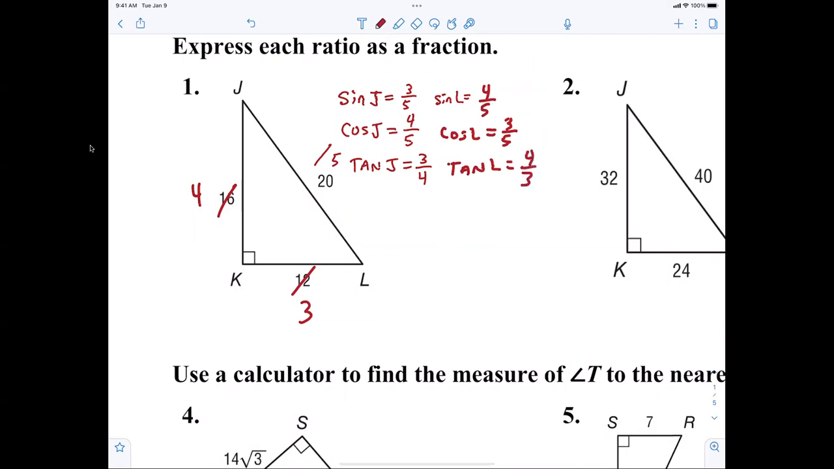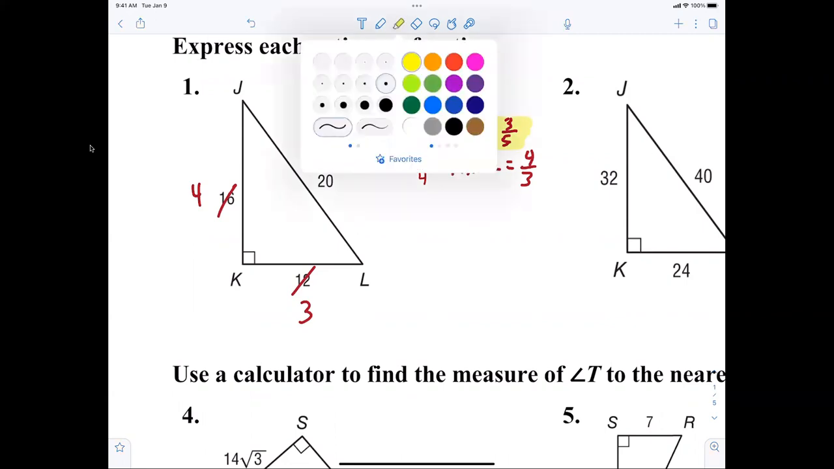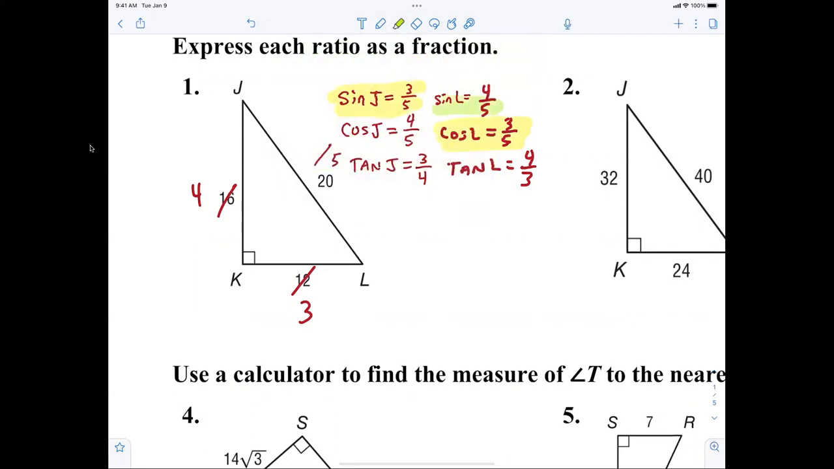4 over 3. Now, make yourself a note of this. This will help you in pre-calculus. Look at these two things. They're always going to be what? Equal. Look up here. The sine of L and the cosine of J are always going to be what? Equal. All right. So you kind of know that you've done it correctly. And these are always going to be what of each other? Reciprocals.